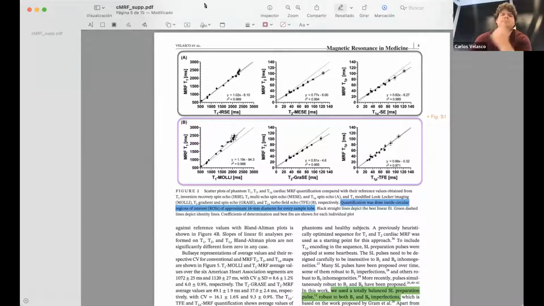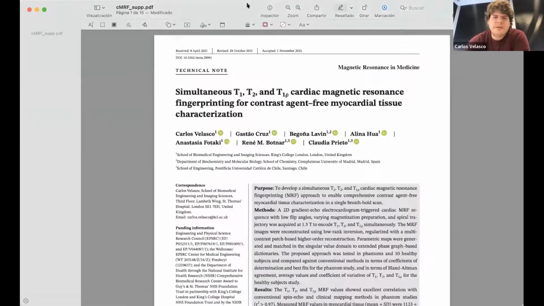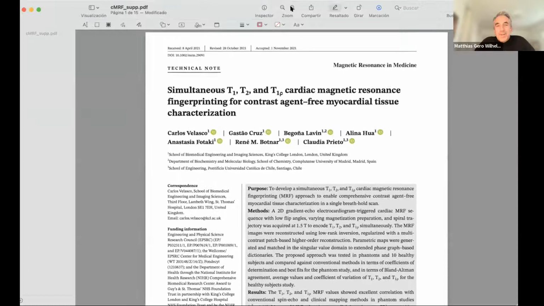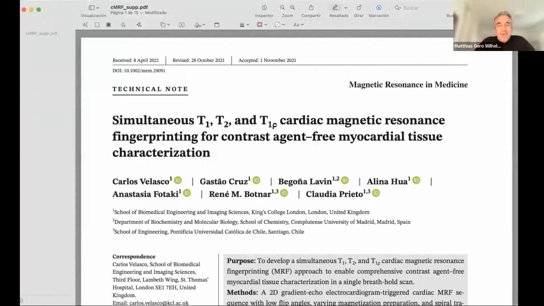Thanks to you for the invitation and for the introduction. Let me know if you can see the paper here. Yes, we can see it. Great. If you could zoom in just a little bit, some people are on smaller screens, then it's easier to follow. Thank you. Something like this work? Yes, perfect.